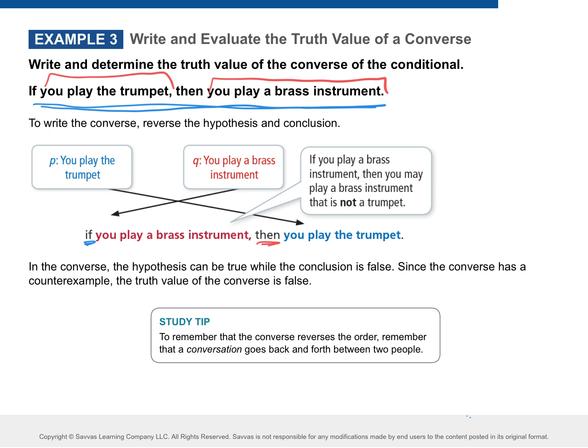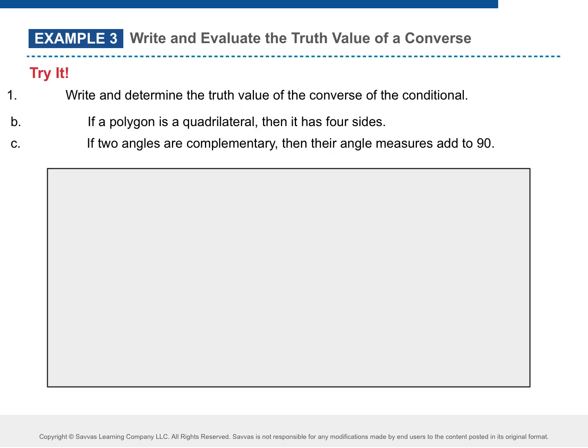Okay, the if and then stay put. Okay, but these two switch. You're never going to write a then-if statement. It's always going to be if and then. Okay, so what are you always going to start your sentences with? If. Okay, what's always going to be in the middle of them? Then. Yep. Go ahead and try example 3, A and B. So you're writing the converse, and then I want you to tell me whether the converse is true or false.